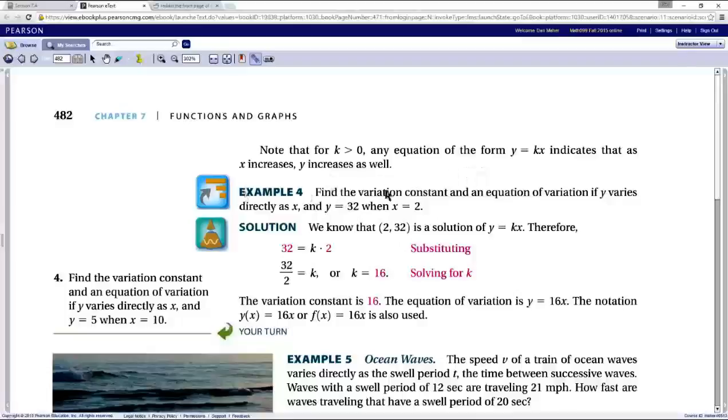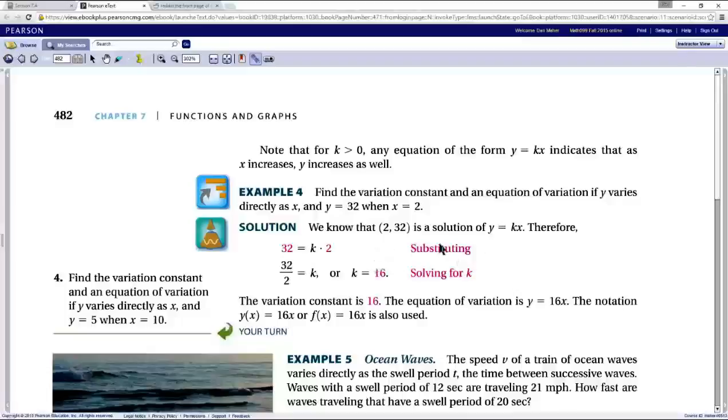So find a variation constant. We're looking for that k value in the equation of variation if y varies directly as x, and then they give us a relationship. Here y equals 32 when x is 2. I get an input of 2, and here is my output, the function would give me 32.